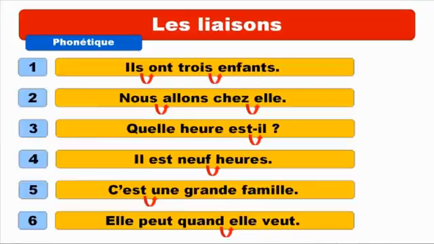Okay, so all these examples, let's repeat them together. The first one, "ils ont trois enfants." Repeat. Second one, "nous allons chez elle." Repeat. Number 3, "quelle heure est-il?" Repeat. Okay.